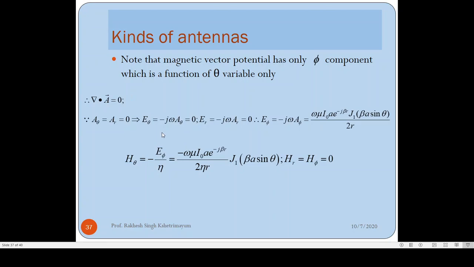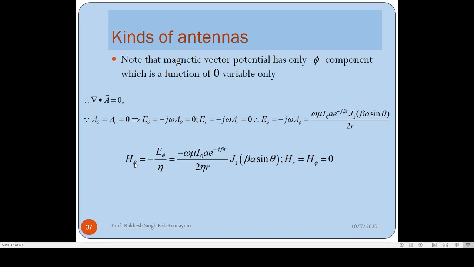Now what do we have? We just have A phi. All other terms are 0: A theta and A r are 0. So E phi will be minus j omega A phi. We have already derived A phi in the previous class. So the electric field will have only a phi component, and this is the expression for it. One point to be noted is that the electric field varies as 1 by r, and it is transverse to the radial direction of wave propagation. If the electric field has only a phi component, the magnetic field will have only a theta component.